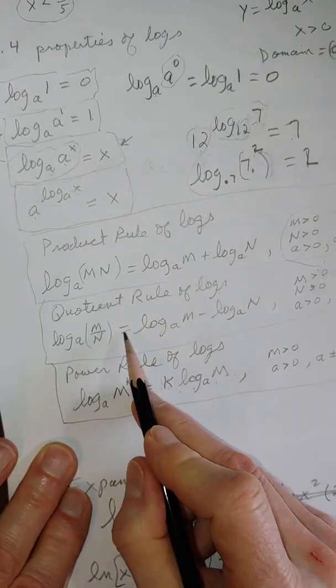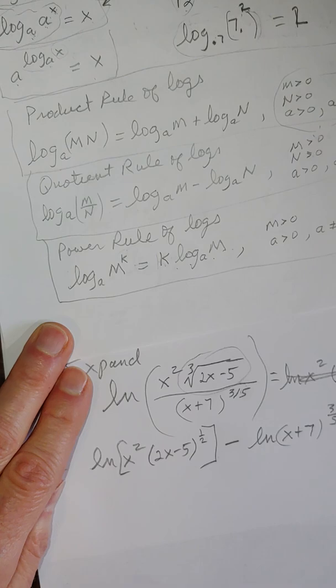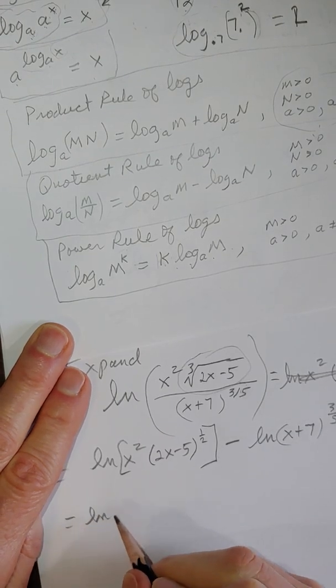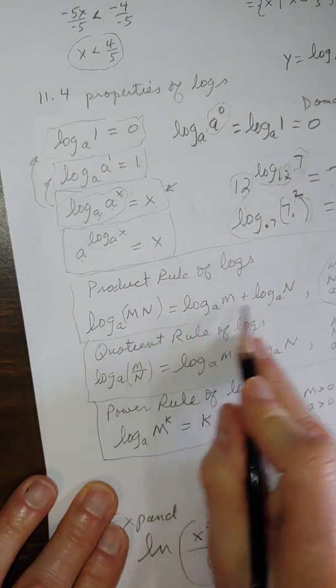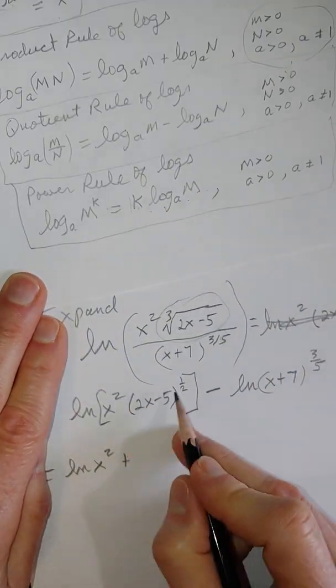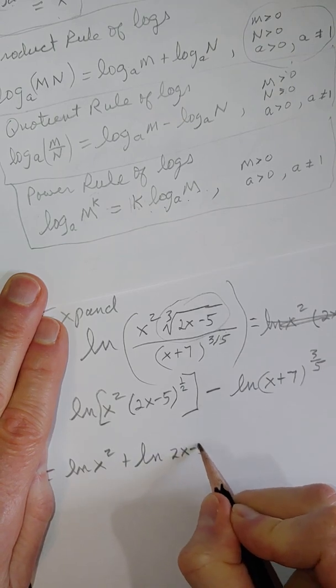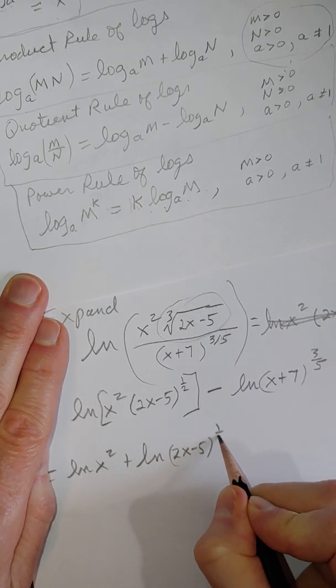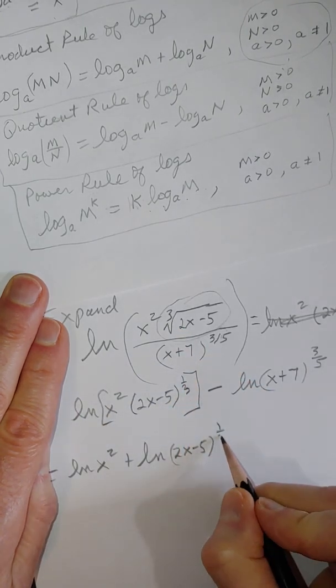Follow? I'm just using this rule. Here's a product. So let me write this one as ln of x squared plus, using this product rule here. Since it's a product, I'm going to write it as a sum of two logs. ln of 2x minus 5 to the, this is 1/3, not 1/2. I wrote 1/3. My fault.